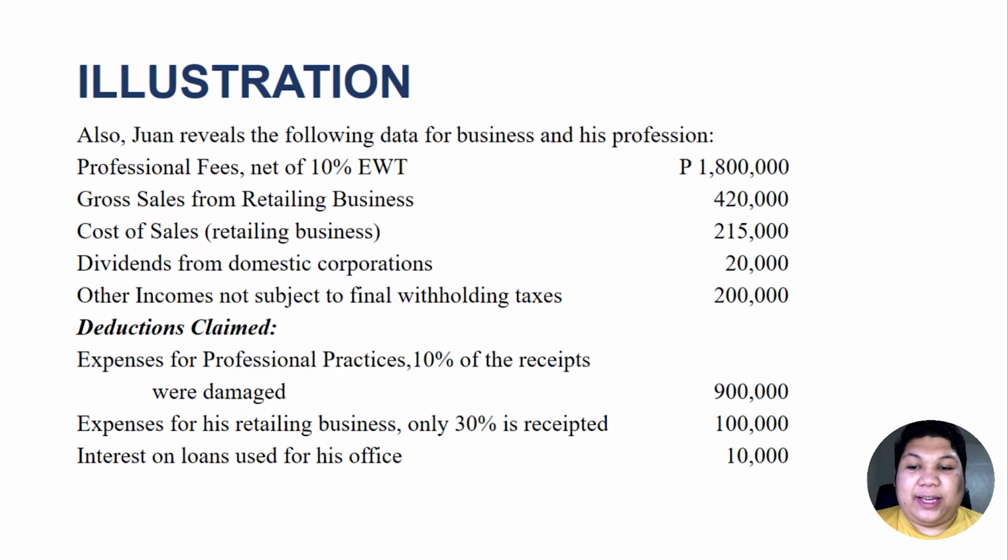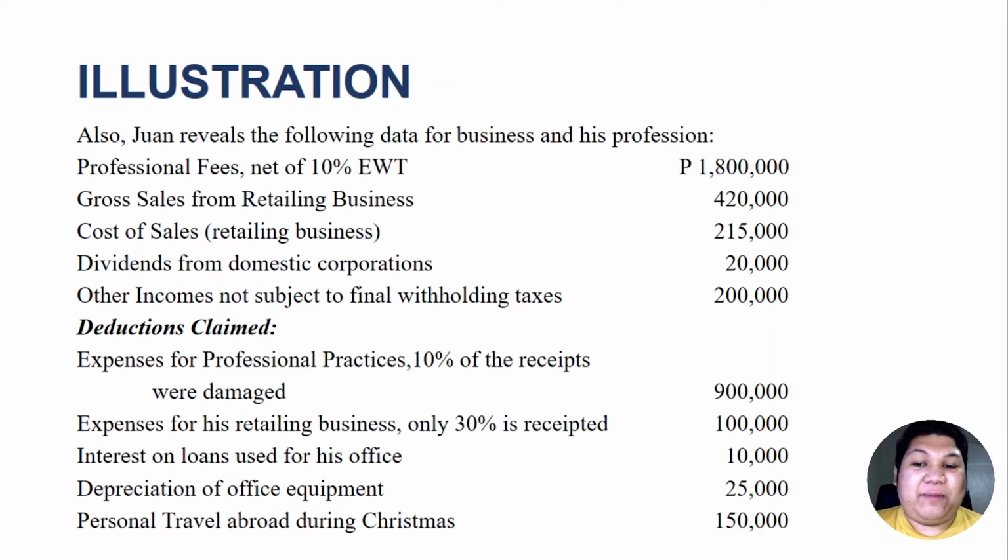We also have here interest on loans which is used for his business, and that was 10,000 pesos. So this 10,000 is not the loan but the interest on that loan which was used for his business. And we also have depreciation of office equipment of 25,000 pesos and expenses for personal travel abroad during Christmas, and that is 150,000 pesos. So actually this problem is quite easy and not complicated.